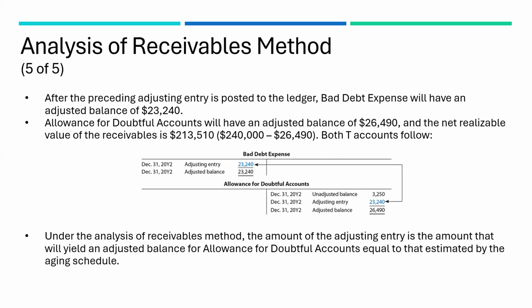And so this is a summary of our T accounts here. And at the end of the period, our adjusted balance is what we decided on for our valuation. And that's why it's considered more balance sheet focused, because we take a look at the balance sheet and determine what these accounts receivable are worth, and then the bad debt expense is the difference.